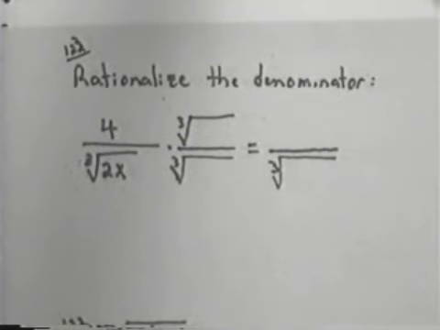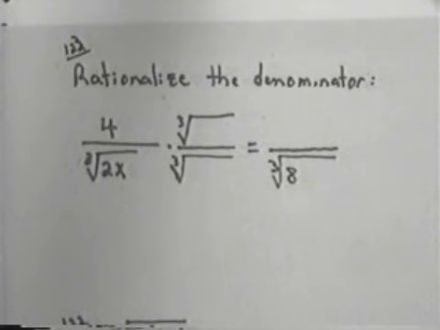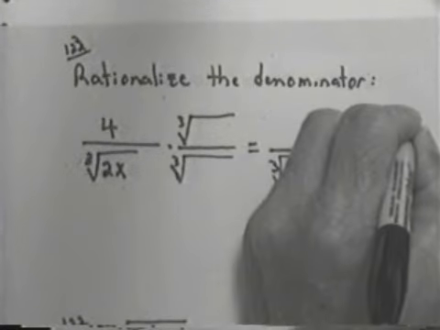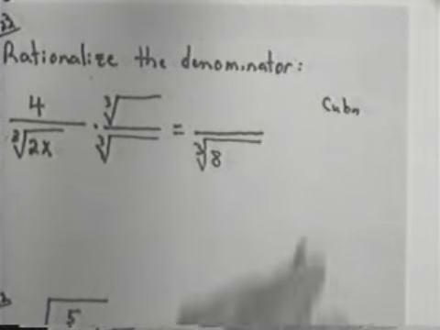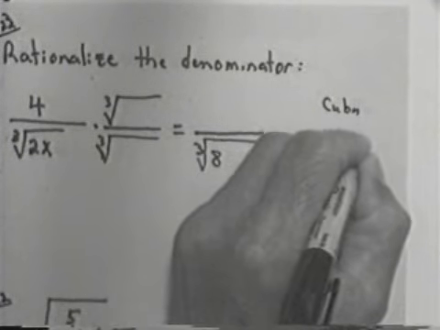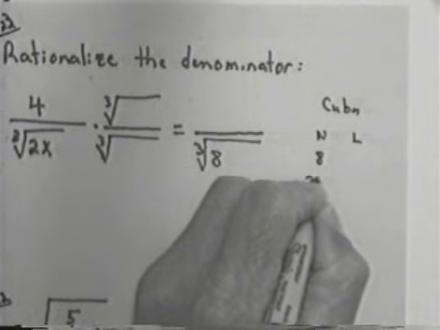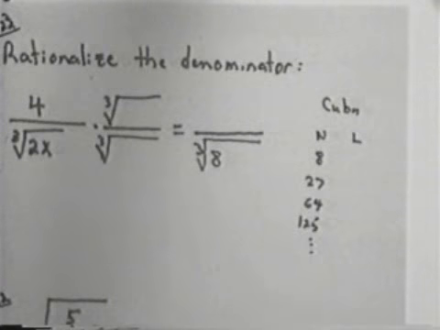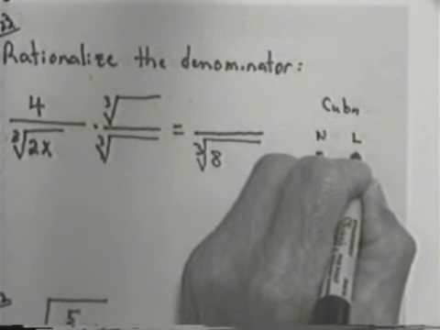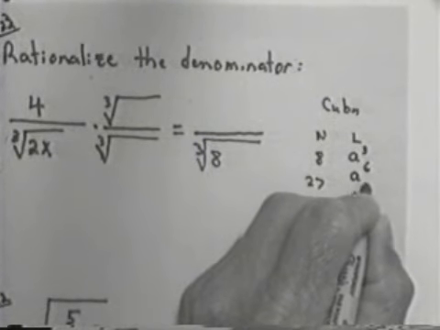Now if you go down your list of cubes, you will see that it has an 8 in it. This is a list you should have found, and you've got numerical and you've got literal. Under the numbers, you've got 8, 27, 64, 125, and so forth. Under the letters, the literal, you've got a cubed, a to the 6th, a to the 9th.